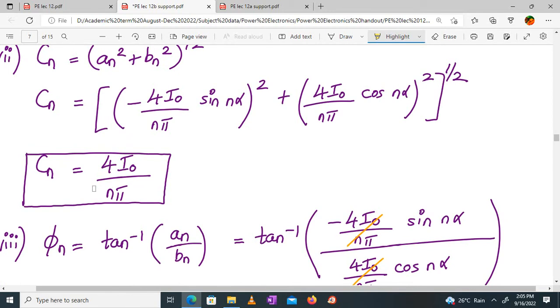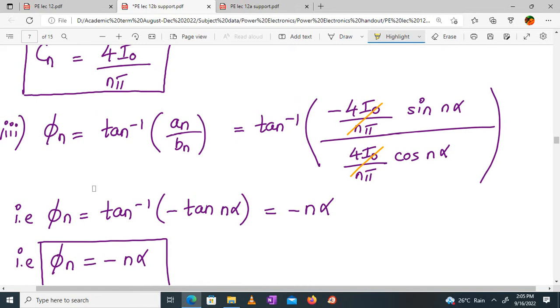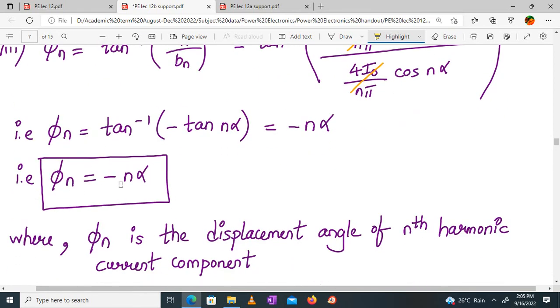No one will ask you the derivations of this, पर ये फॉर्मूला तुम्हें फंडामेंटली पता होना चाहिए. Now what is phi n? Tan inverse of an upon bn. an bn हमें पता है ना क्या है. What is sin upon cos? Tan. माइनस ऑफ tan आएगा, और माइनस ऑफ tan मतलब अभी ये देखो phi n is tan inverse of minus tan n alpha. So what it will be? Tan inverse of tan is angle itself, which is minus n alpha. So phi n is minus n alpha. लिखो ये फॉर्मूला.